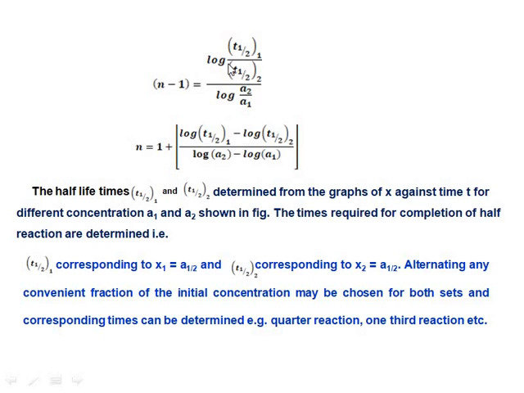according to the rule of logarithm, log of a upon b is equal to log of a minus log of b. Similarly, this rule can apply here. So log of T half 1 minus log of T half 2 upon log of A2 minus log of A1.